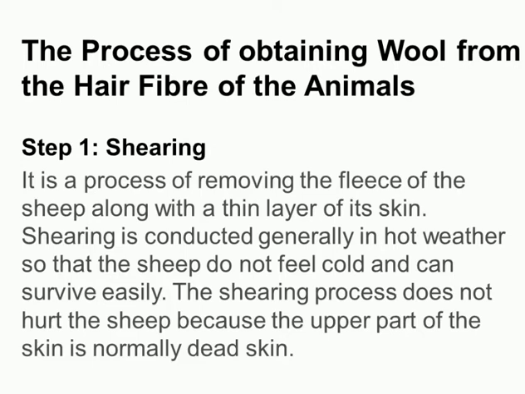Step 1 is shearing. It is a process of removing the fleece of the sheep along with a thin layer of its skin. Shearing is conducted generally in hot weather so that the sheep do not feel cold and can survive easily. In the last session, we discussed the meaning of fleece. Fleece is nothing but the hair of the animal.